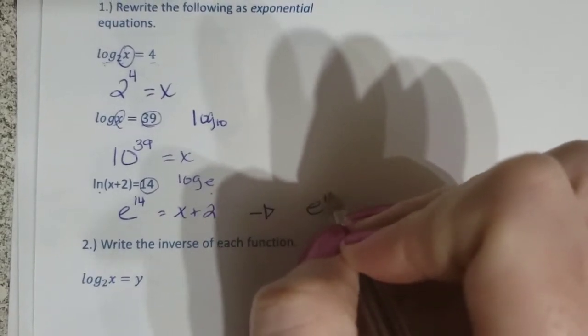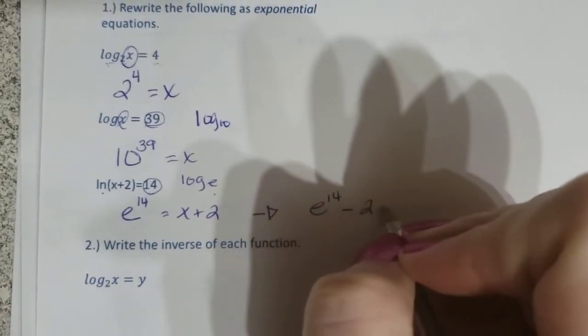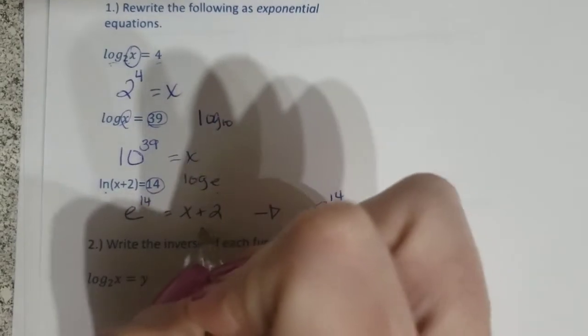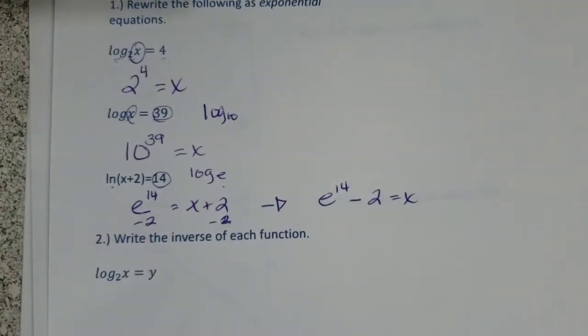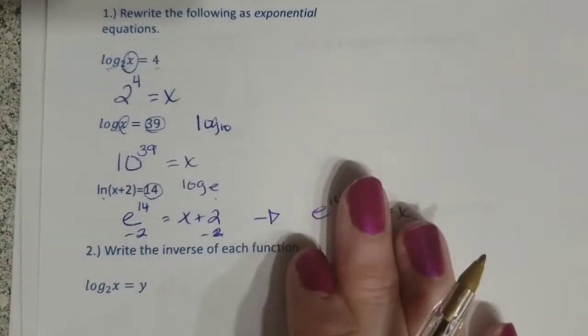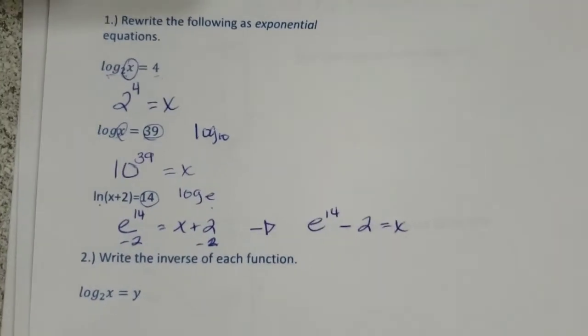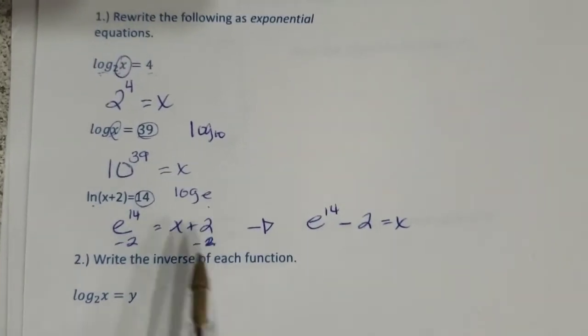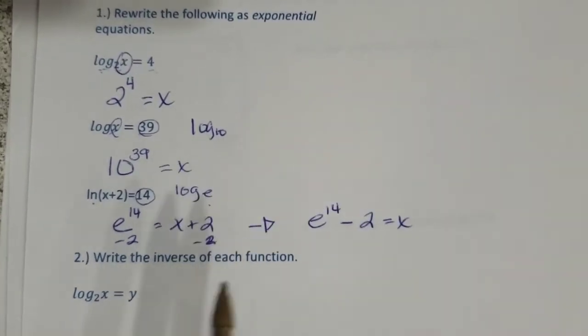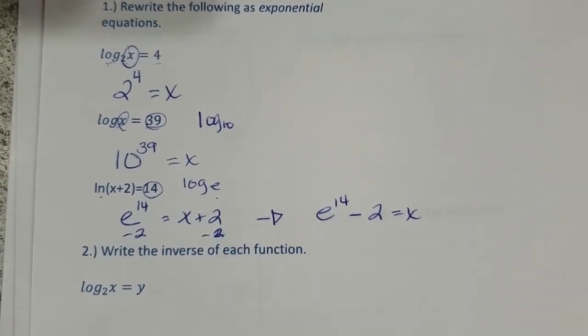And make it e to the 14th power minus 2 equals x by subtracting a 2 from each side of that equation. Okay, so on your test, most of these things will be multiple choice. If not, I'm grading them, so don't worry too much. If you left something like this just as an exponential equation, I would accept that the same as I would accept that over there.